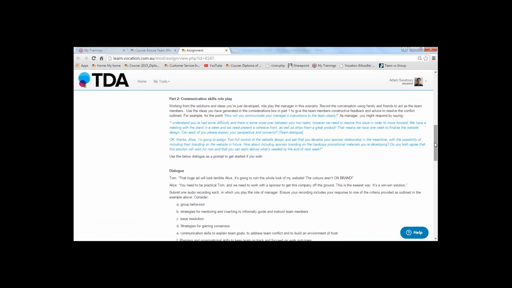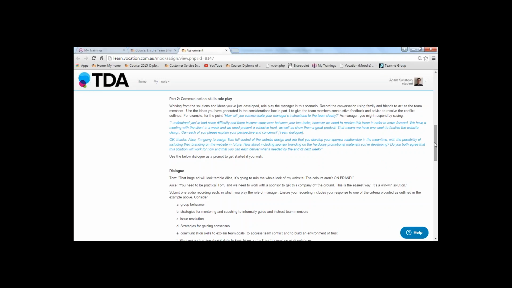Part 2 is a communication skills role play. Working from the solutions and ideas that you've just developed in part 1, we want you to role play the manager in this scenario. So we want you to actually record a conversation using family or friends to act as those team members, the 2 team members in question, Alice and Tom. Use those ideas that you've just generated in consultation with your trainer, myself, or whoever else, to give those team members constructive feedback and advice to resolve the conflict that's been outlined.